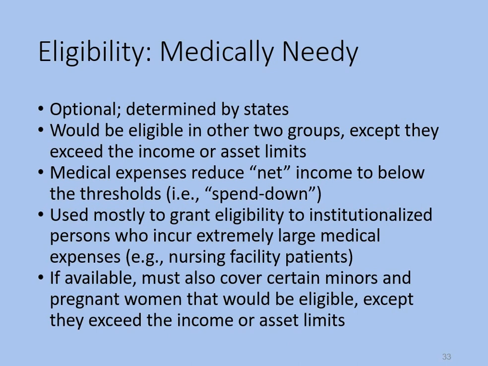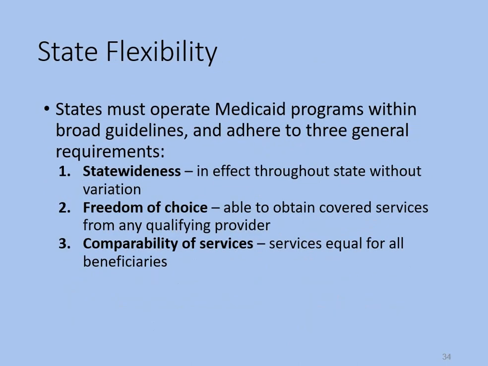Moving on to state flexibility. States must operate Medicaid programs within broad guidelines and adhere to 3 general requirements: state-wideness, in effect throughout the state without variation; freedom of choice, able to obtain covered services from any qualifying provider; and comparability of services, equal for all beneficiaries.